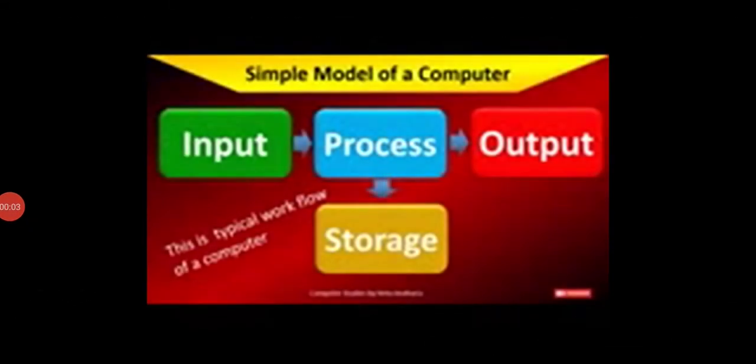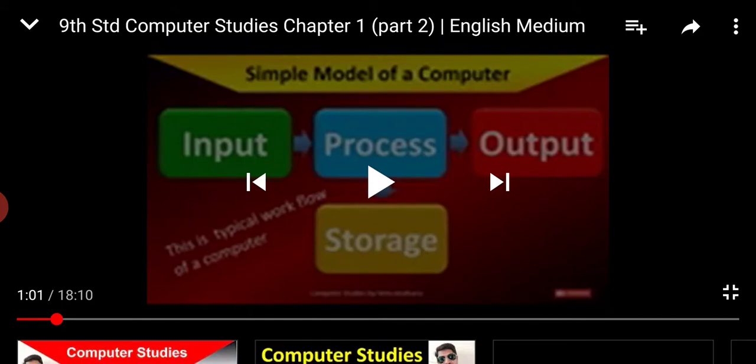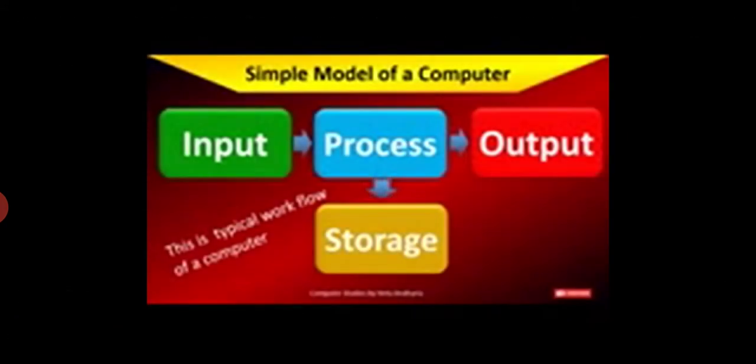Our first topic today is the simple model of a computer. The simple model of a typical computer is based on the working of a computer as shown in the figure. The first thing is input, then the second thing is process and storage, and the final thing is output.